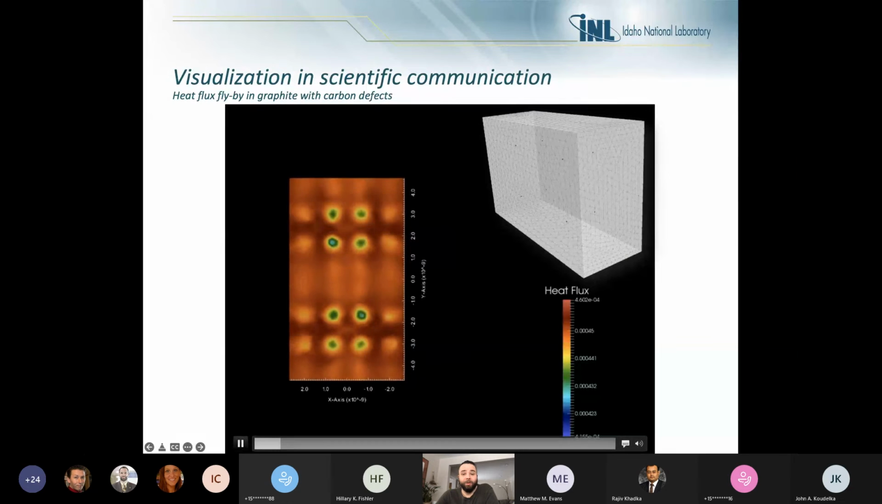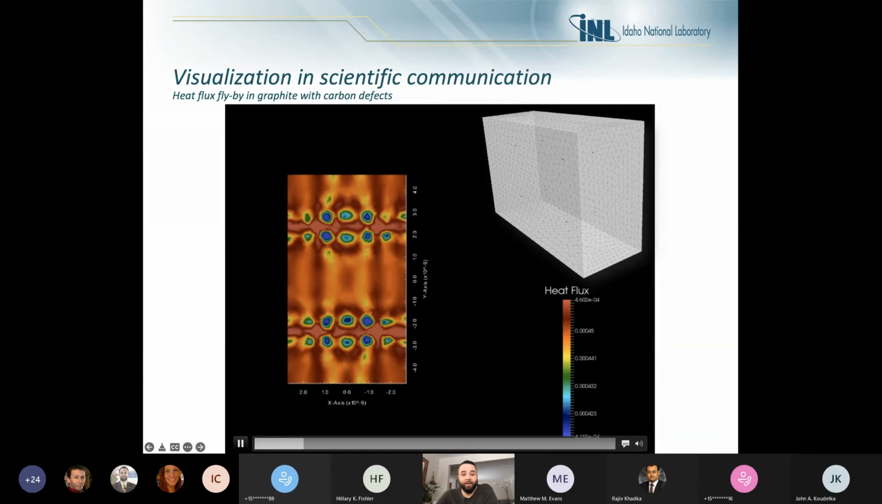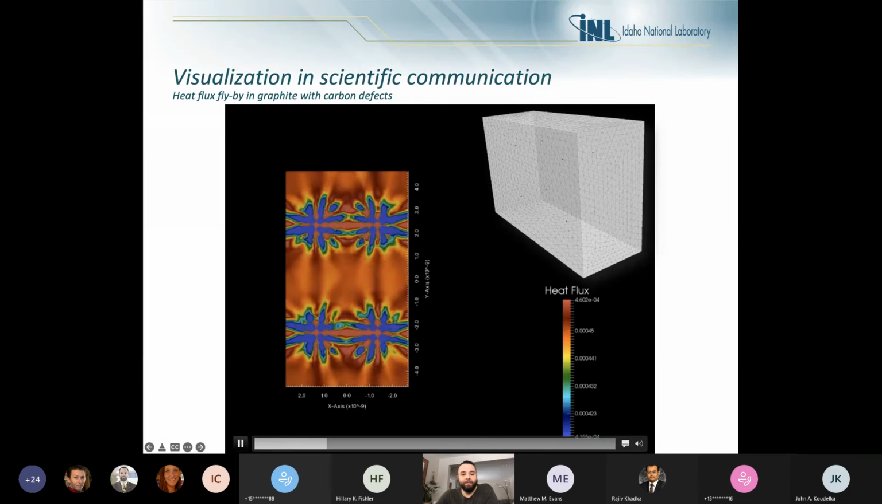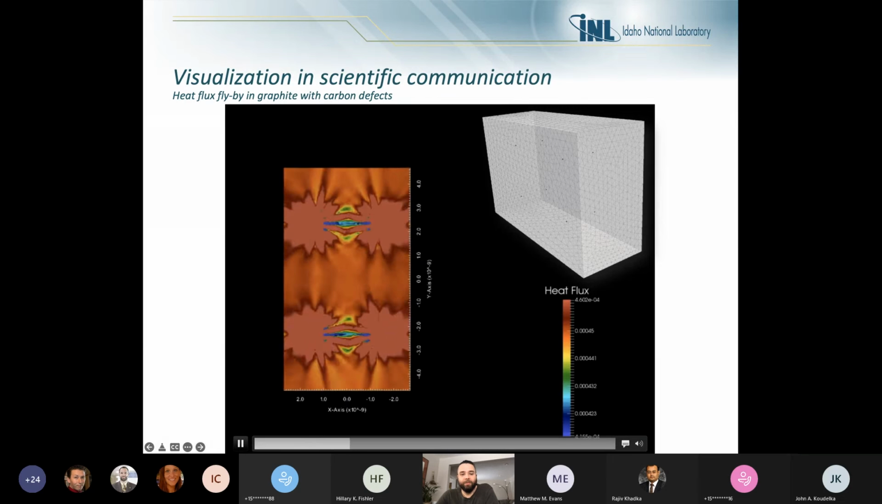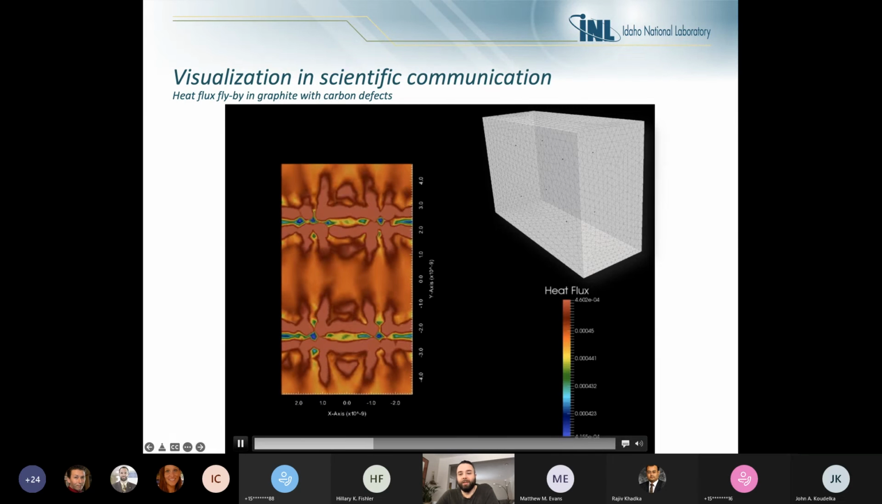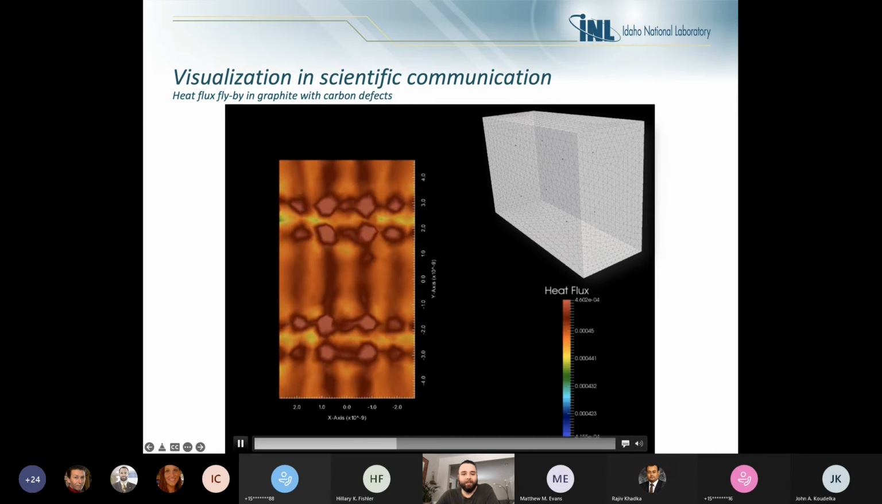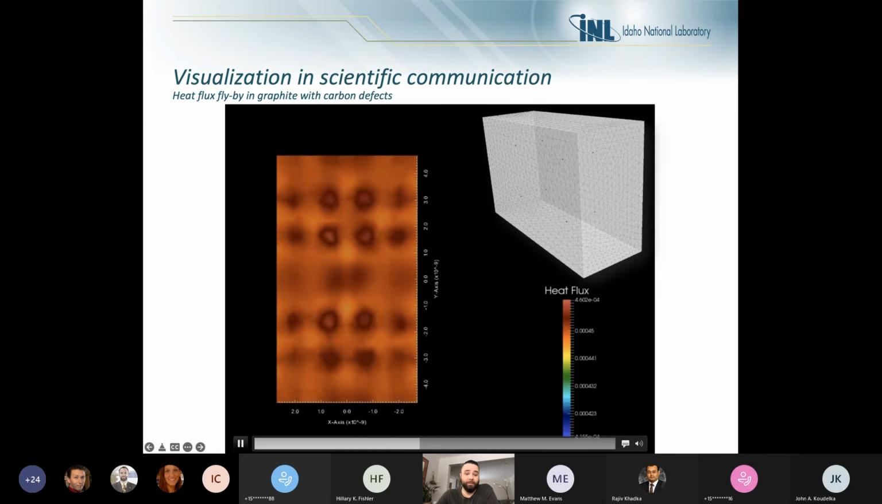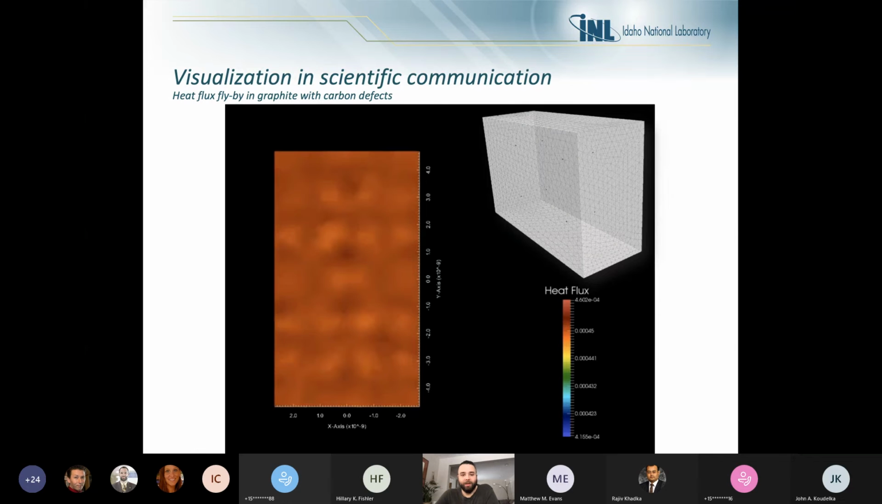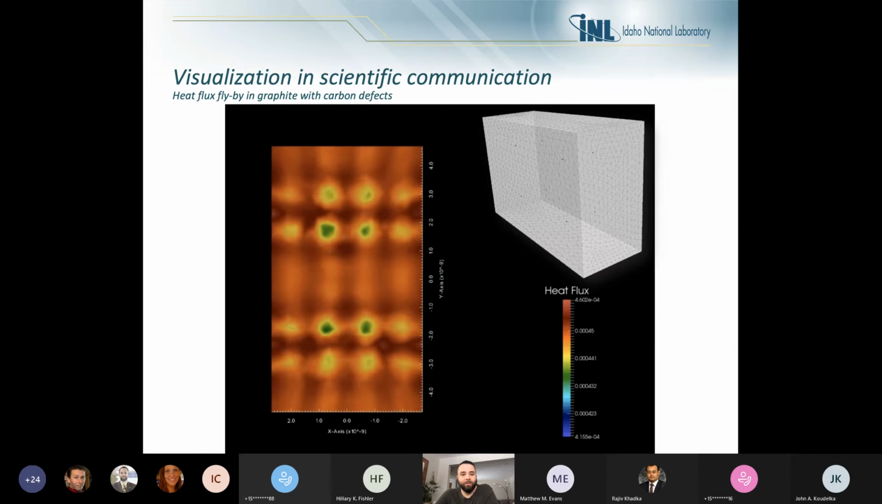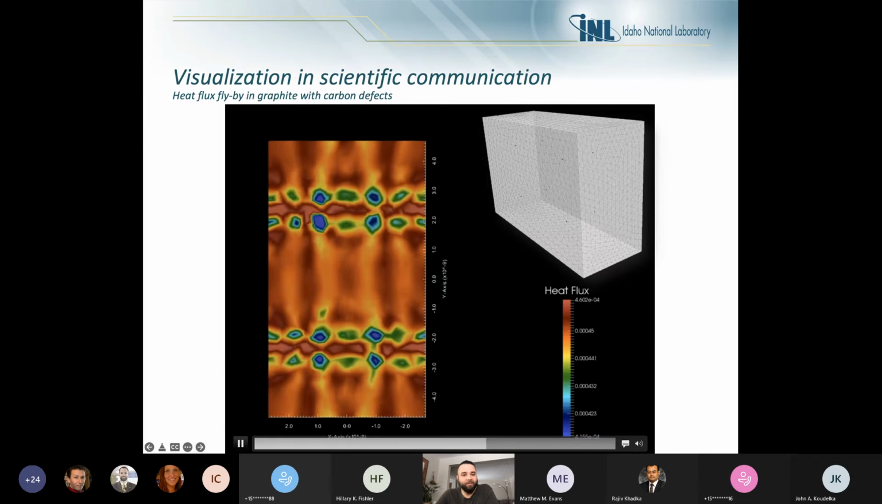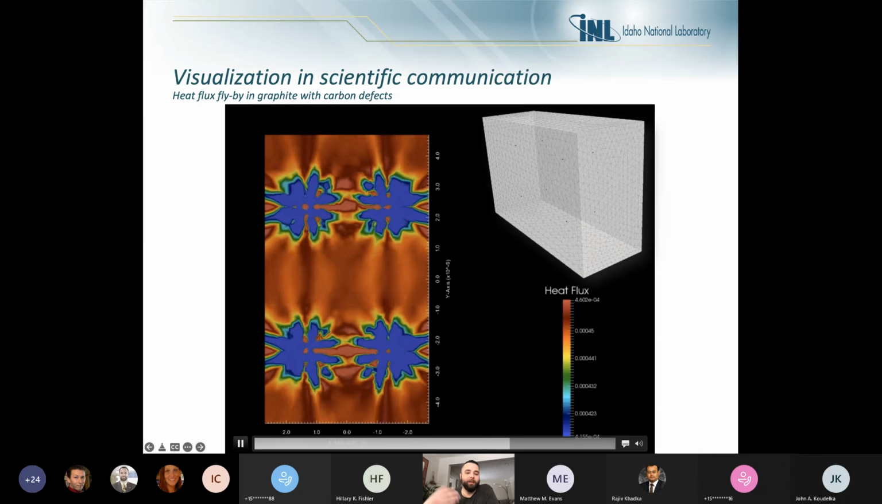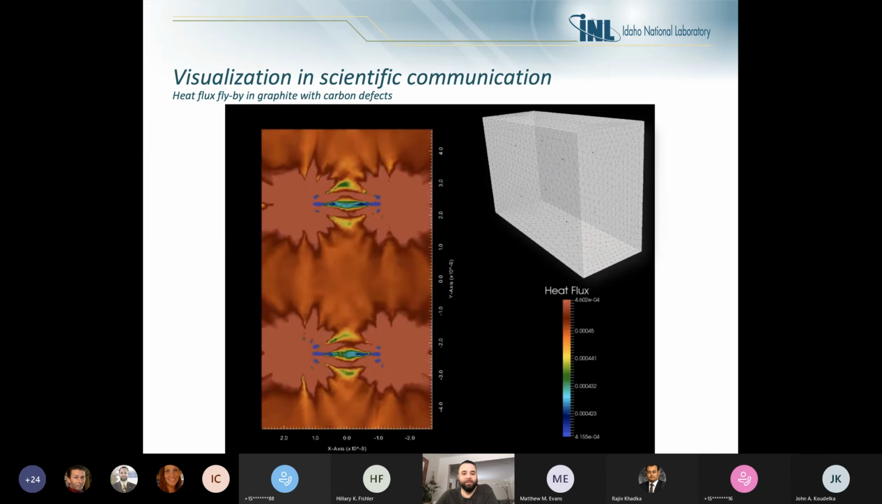So we're starting here. It's about to hit a defect right here. You can see how the heat flux changes and decreases, and it's increasing in the bulk. And then as it approaches the other defects, it also decreases. So this is some work that was done about 8 years ago for looking at phonon scattering inside of graphite. And a lot of this work was actually kind of feeding into graphene.